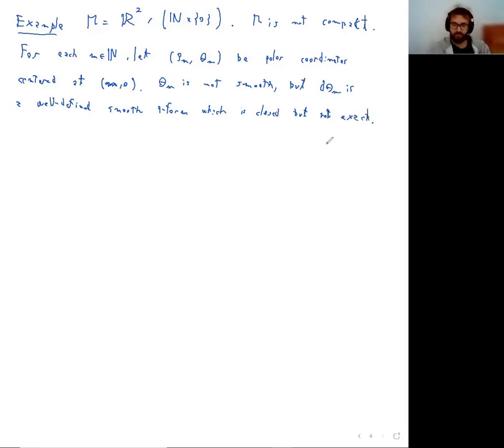So this is something you should have seen in your complex analysis courses. So what I'm claiming is that d theta_m is a non-zero element of the de Rham cohomology of M. Okay. And I want to show they are linearly independent.